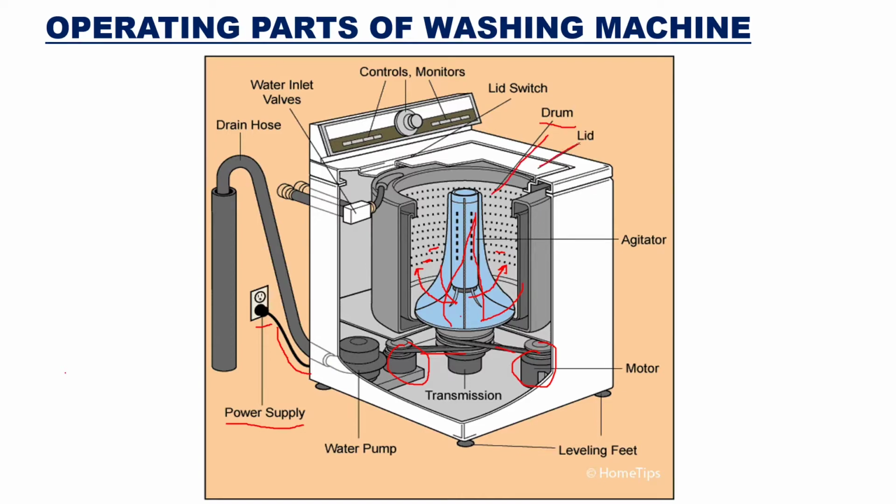Here you can see the lid of the washing machine. Here you can see the lid switch. Here is the monitor. Then here is the control. All these are controls where you can set the timing for washing, rinsing, drying, everything. And then here you have your water inlets, valves. Here your water is going to go inside. How much water is required, that will be going inside.